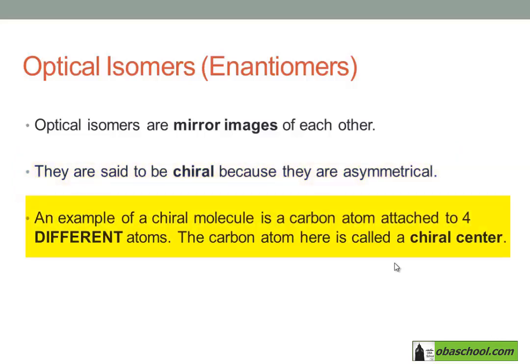An example of a chiral molecule is a carbon atom attached to 4 different atoms. The carbon atom here is called the chiral center. Because the molecule is chiral, it does not have a single center of symmetry. And here the carbon is called a center of chirality or a chiral center.